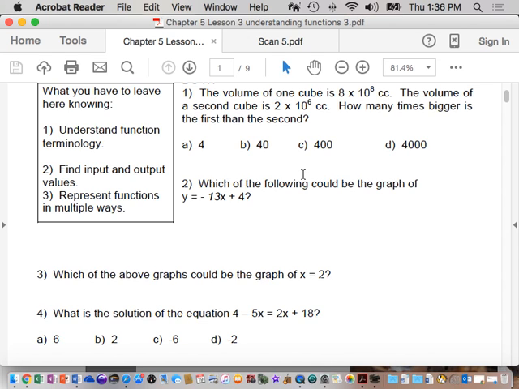If you don't understand this language of functions, you're done. You will not get anything right in this chapter. On the other hand, if you do understand the language of functions, that brain power that you have, that intelligence that you have comes out.